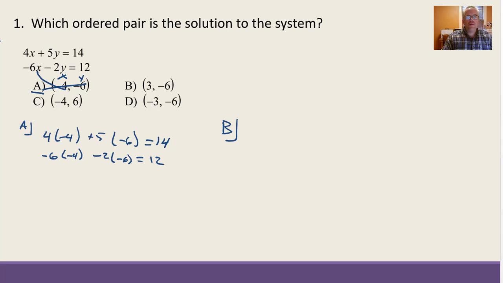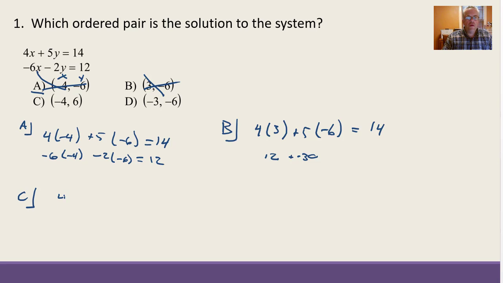So let's check the first equation. So we're going to do 4, x is positive 3 in this one, plus 5 times negative 6, and that's supposed to equal 14, but this is 12 plus negative 30, that's not equal to 14. Both equations have to be true, and this one, not even the first equation is true. Is not that one. So let's just check C.